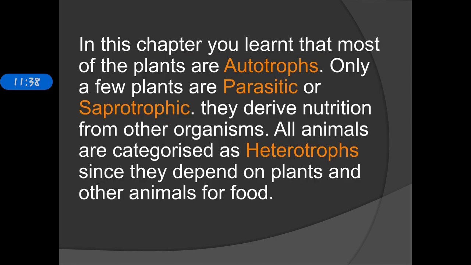So what all did we learn in this chapter? We learned that most of the plants are autotrophs, that is, self-nourishing. Only a few plants are parasitic or saprotrophic, like insectivorous plants. They derive nutrition from other organisms. All animals are categorized as heterotrophs. No animal can produce its own food. We all depend on plants, and animals depend on plants and other animals for food.